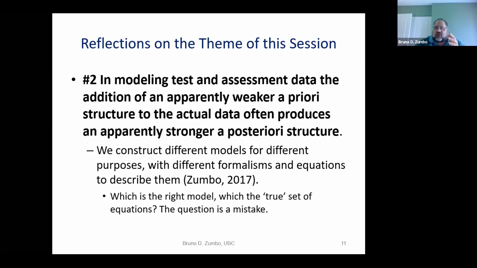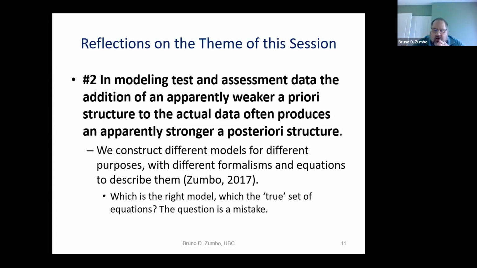Another reflection that I want to highlight is that in modeling test and assessment data, the addition of an apparently weaker a priori structure to the actual data often produces apparently stronger a posteriori structure. And this type of modeling, which does happen fairly regularly, is really fascinating because we construct models for different purposes with different formalisms. You saw different kinds of models today. Some of them were statistical or mathematical models. Some of them are models in an algorithmic sense.